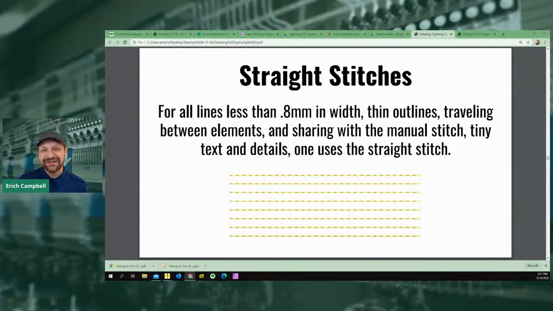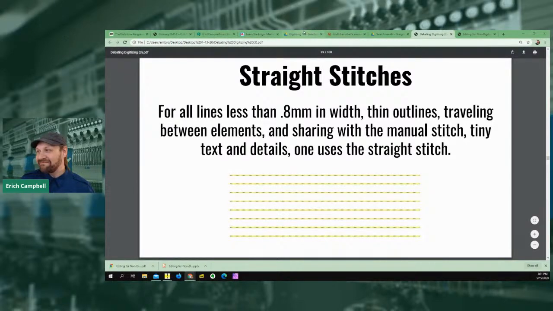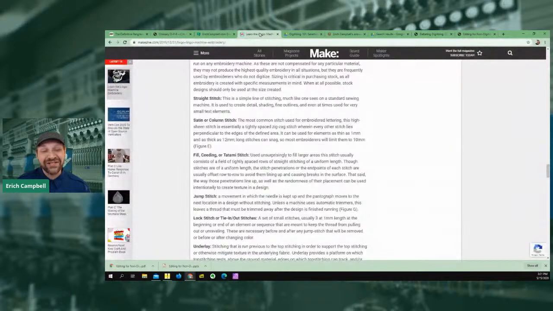So there we are, guys. That's straight stitches or running stitches. We probably won't finish all of this today. I will jump through a couple more quickly.